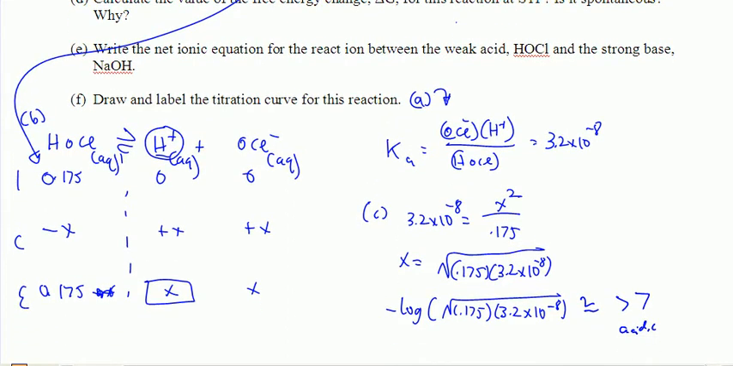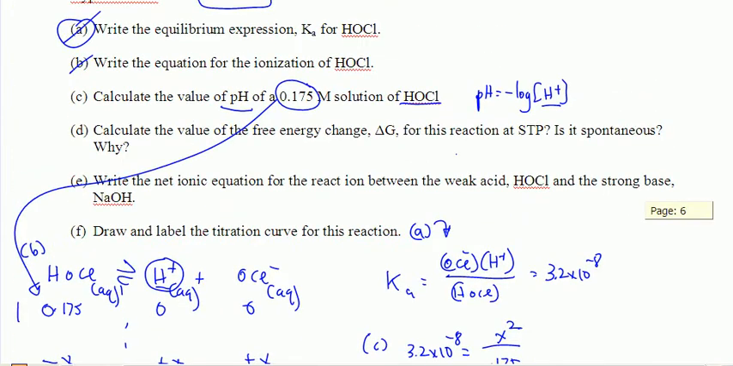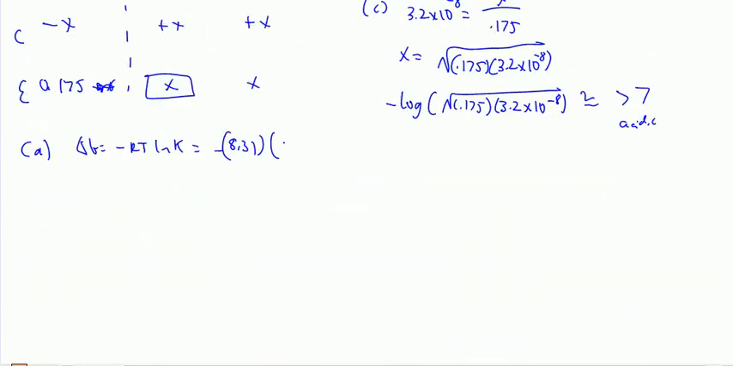D, calculate the free energy change. Here we go. Delta G equals negative RT ln of K. Delta G equals negative 8.31 times the temperature, STP, 273, natural log of K. And I believe they did give that to me, 3.2 times 10 to the minus 8, it's right there. Delta G should be greater than 0 in this case, which makes it non-spontaneous.